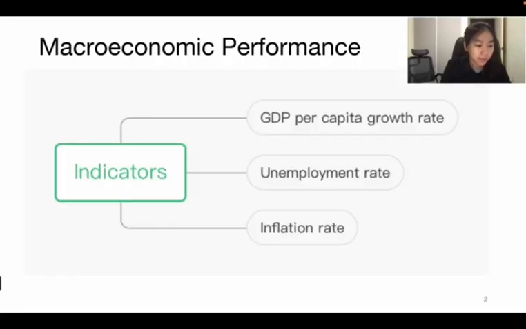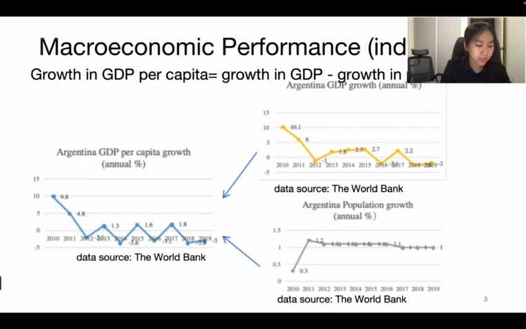Here, we list three indicators to illustrate Argentina's economic performance: the GDP per capita growth rate, unemployment rate, and inflation rate separately. First, its GDP per capita growth rate. The graph shows that GDP growth dropped rapidly after 2010. Why? As we all know, GDP per capita growth rate is related to GDP and population growth rate. The formula is shown here.